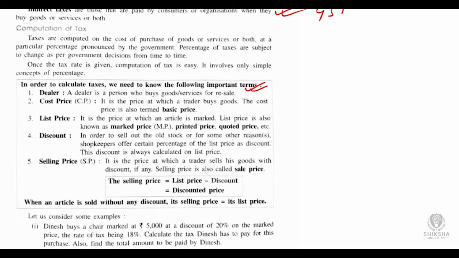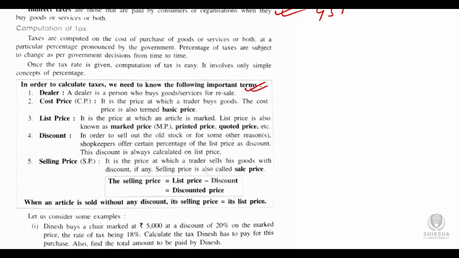Then cost price. Cost price is the price at which a trader buys goods, and the cost price is also termed basic price. Then list price. It is the price at which the article is marked.